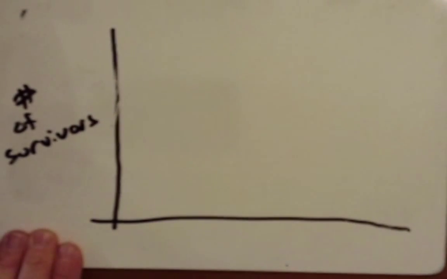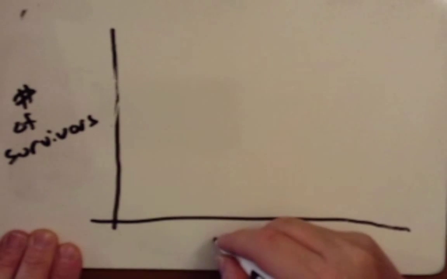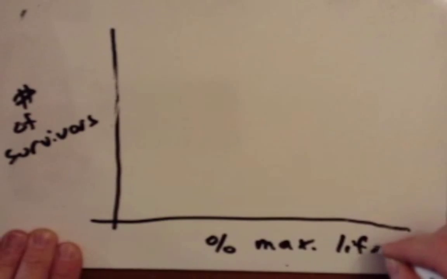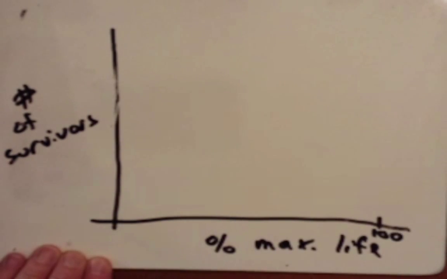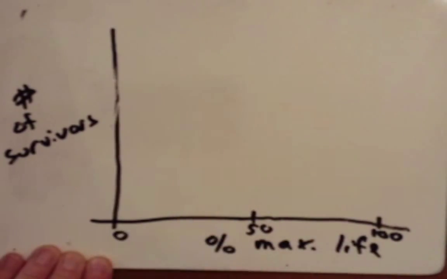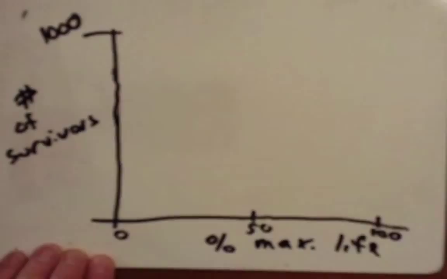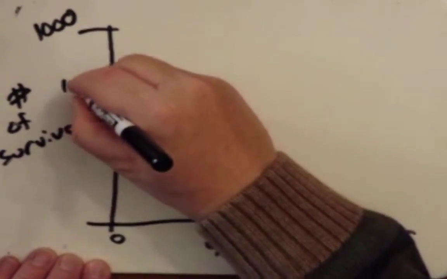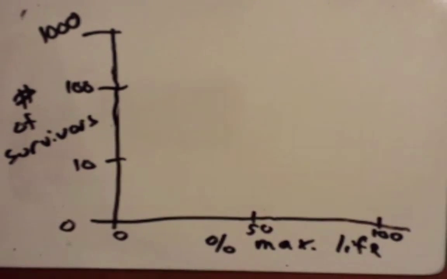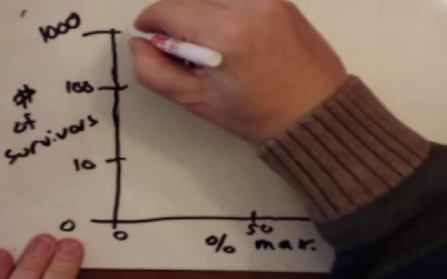On the horizontal axis, we put percent of maximum life. So let's put 100% here, we'll put 50% here, and 0% here. And we'll put 1,000 here, and this is sort of a log scale, and 0 down here. The numbers don't matter too much in this example. So we have 3 types of survivorship curves. I'll use the same colors your book uses in case you use it as a reference.